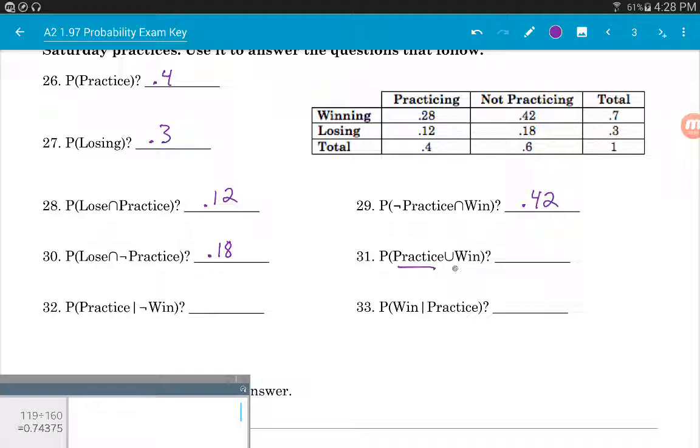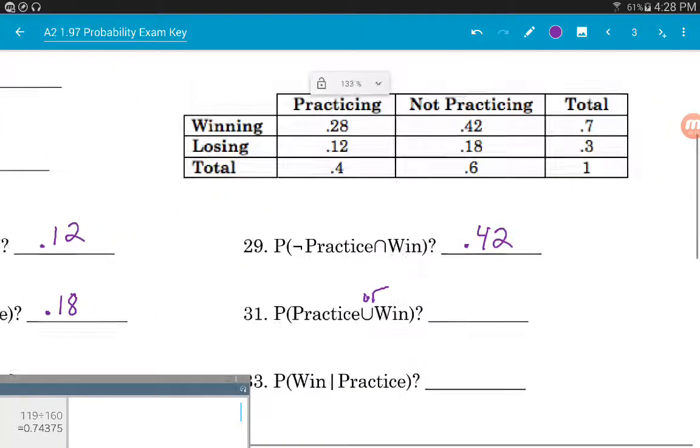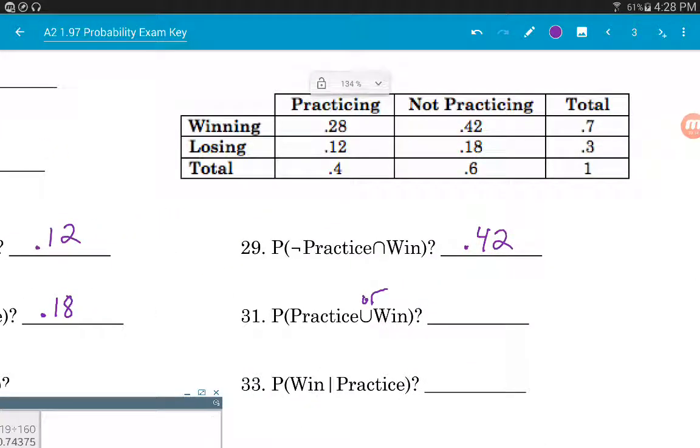The probability of practicing or winning. So remember, this is a one check mark scenario, an or, right? So who gets to be included? Not looking at the totals. Keep them out of mind for now. So practicers are invited, right? So here are the practicers. You get to come because you practice. And the winners, they get to come as well, because though they did not practice, they did win.